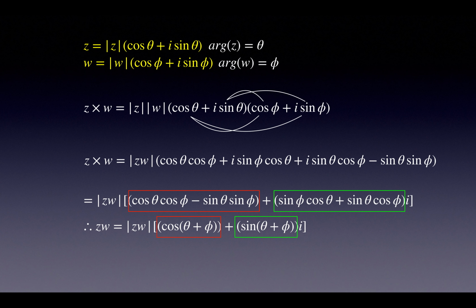So we've shown that the argument of the complex number zw is the sum of the arguments of z and w. So we can say that the argument of zw is equal to the argument of z plus the argument of w. In other words, when you multiply two complex numbers, you add their arguments on the Argand plane.